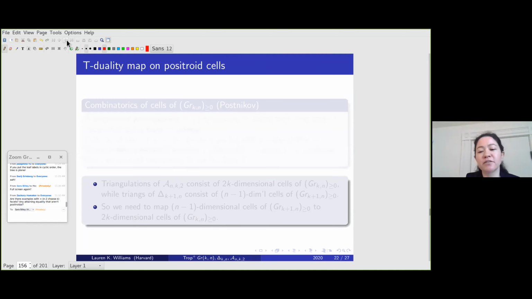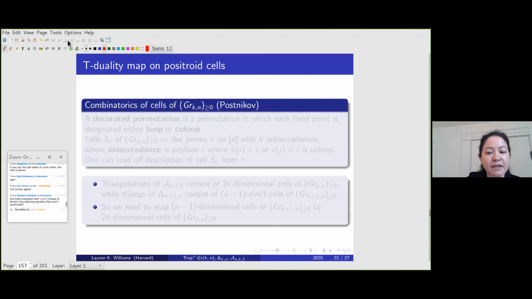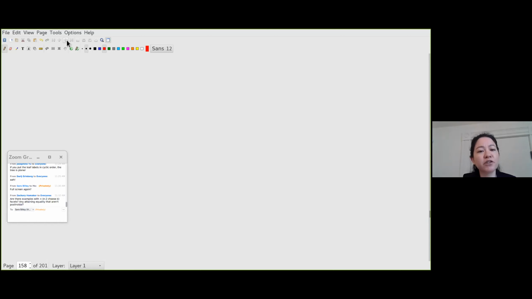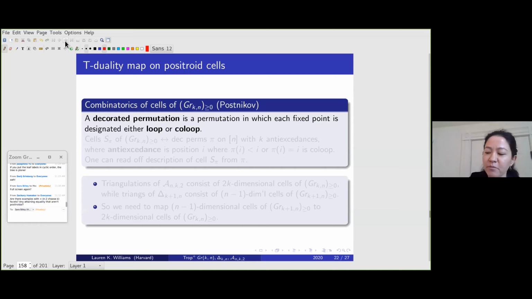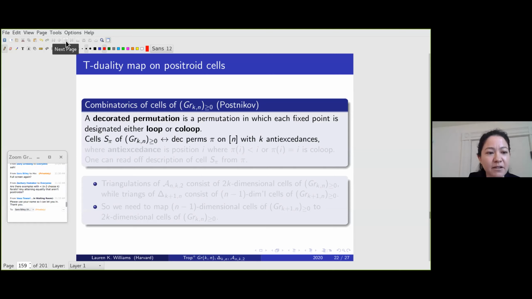Okay, so now I want to start to connect these two strange notions of triangulation. And for that, I need to tell you just a little bit about cells of the TNN Grassmannian. Postnikov defined a decorated permutation to be a permutation where fixed points are either designated as loop or co-loop. And he showed that the cells S_pi of the TNN Grassmannian are in bijection with decorated permutations on 1 through n with k anti-exceedances, where an anti-exceedance is a position i where pi(i) is less than i, or pi(i) is a fixed point which is a co-loop. And you can read off the description of the cell from pi.